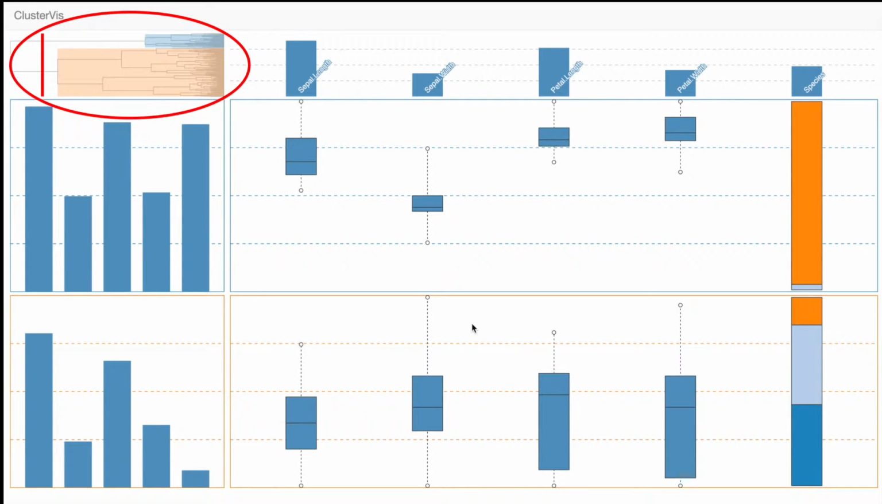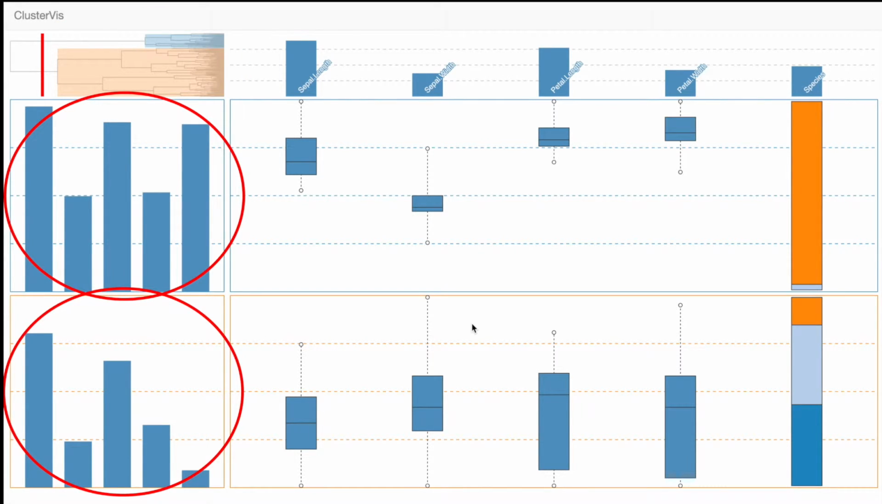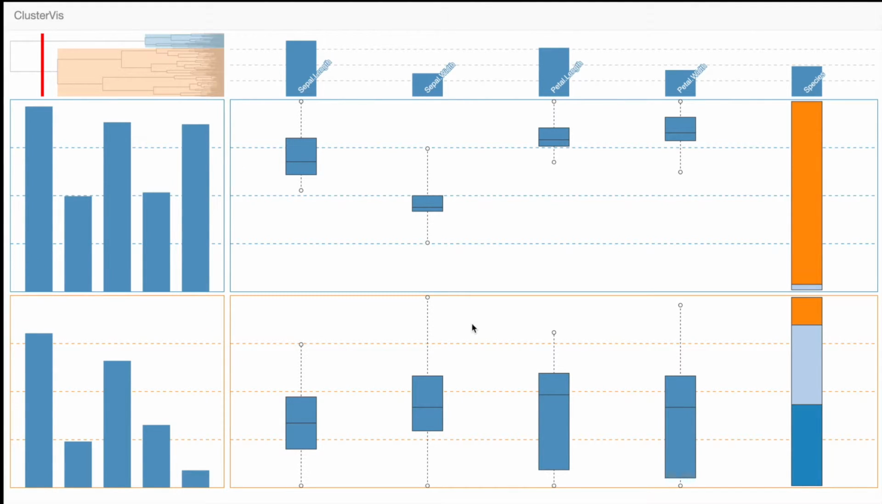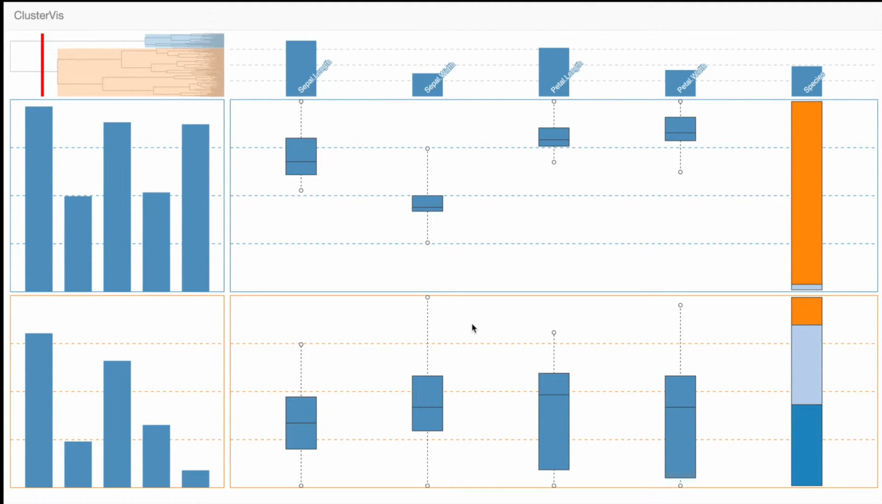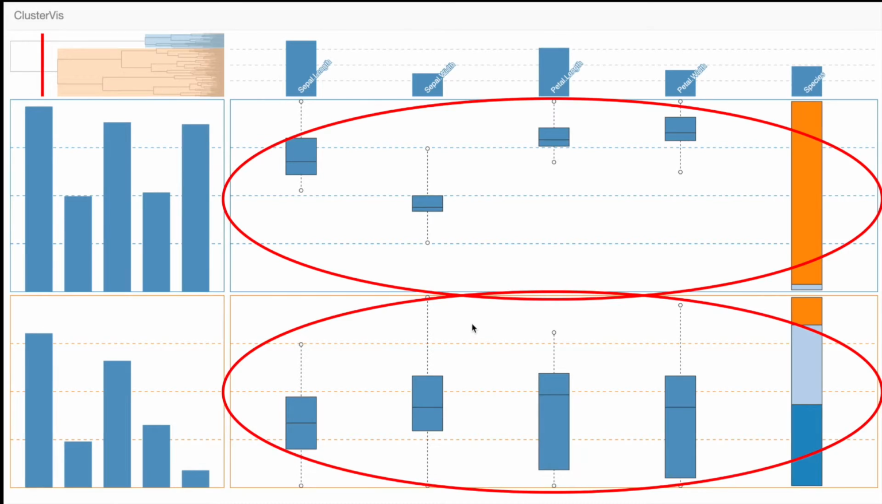The dendrogram, which displays how the hierarchical algorithm created the clusters. The cluster entropy view, which represents how much each dimension contributes to each cluster. The average entropy view, which represents the contribution of every dimension for the entire clustering. And the data summary, which shows an overview of each set.